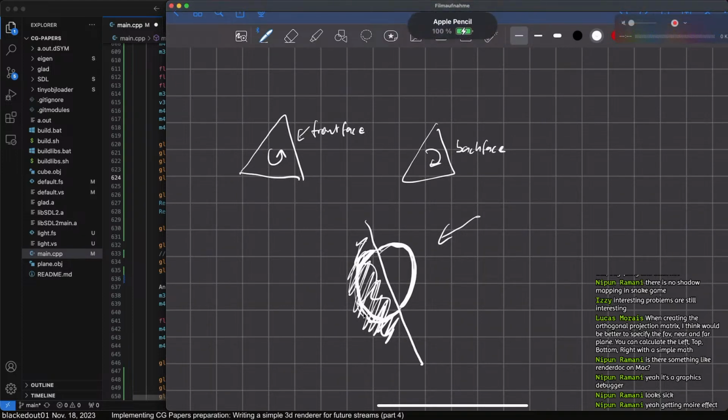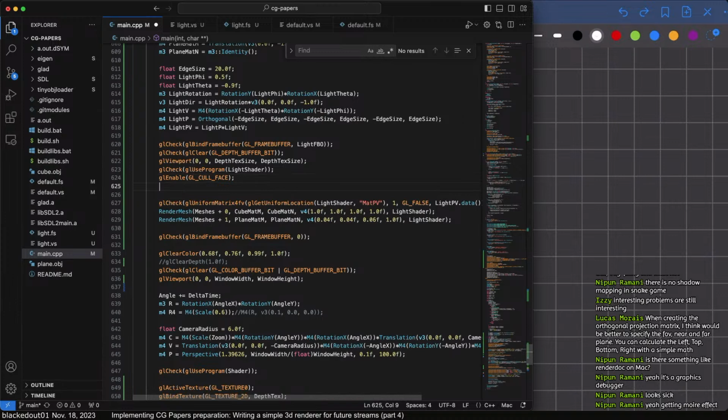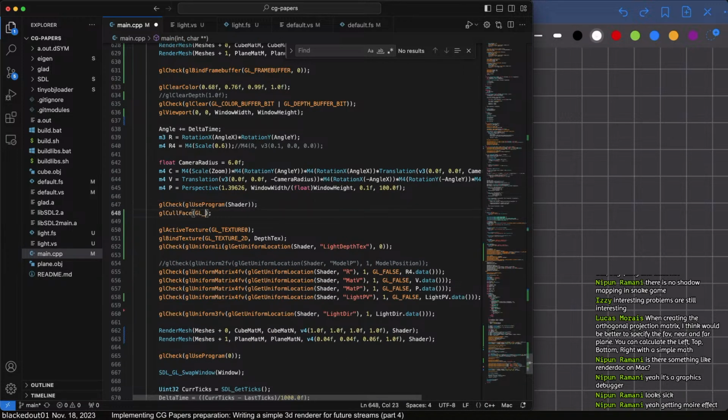And we can use this now to just render the backside of the model for the light perspective. And now we need to specify which face to cull. So we want to cull the front face, only draw the back face. And now when we actually render the scene, we want to cull the back face.